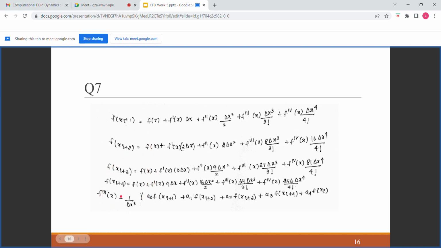That is, f triple dash of x is equal to a naught f of x i plus 1 plus a1 f of x i plus 2 plus a2 f of x i plus 3 plus a3 f of x i plus 4 plus a4 f of x i, so basically divided by delta x cube. So this term on the LHS is what we should be evaluating.